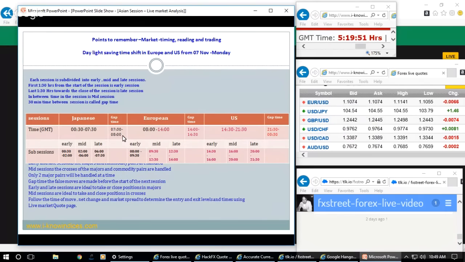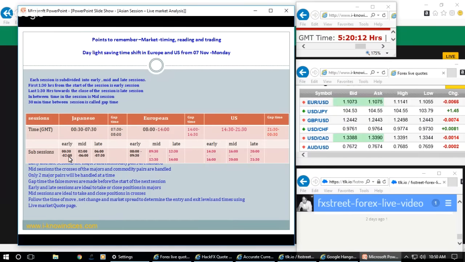7:30 to 8 GMT is the gap time. Then 8 to 14 is the European session. 14 to 14:30 GMT is the gap time before the start of the US session. 14:30 to 21:30 is the US session. Then 21:30 to 0030 is the gap time before the start of the next day.